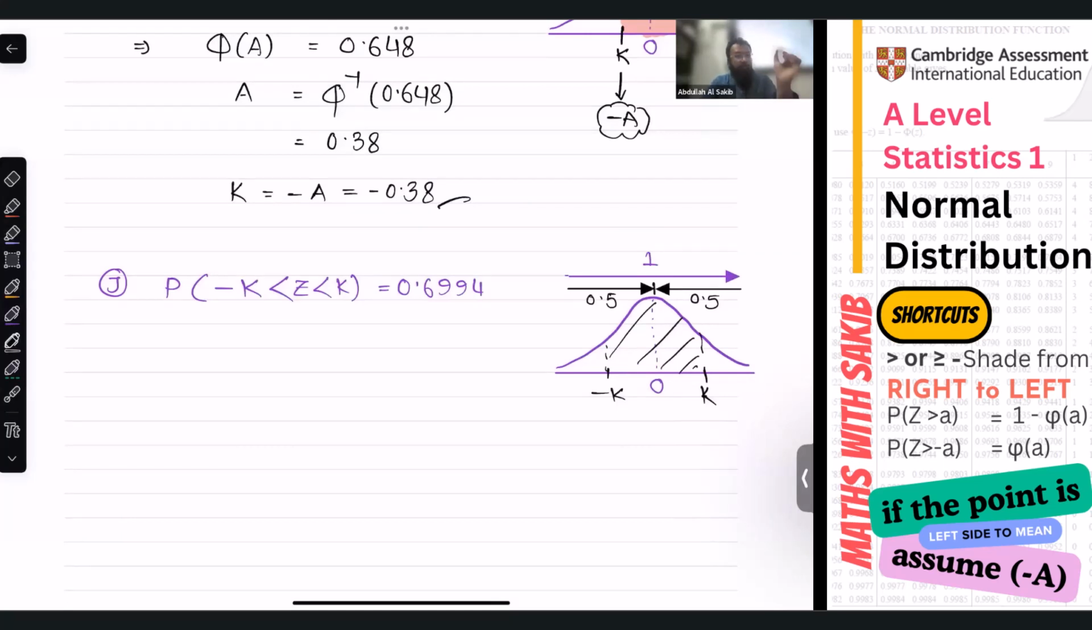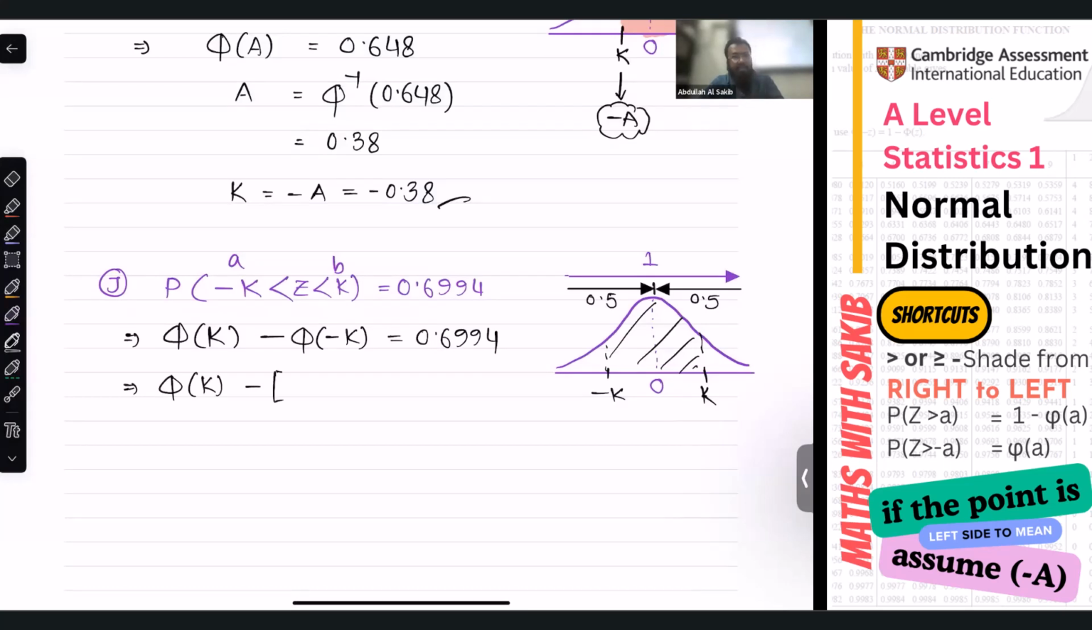So we can use our last shortcut, the fifth number shortcut. Probability from A to B. Clear? What is the shortcut? Phi B minus phi A. So we can write phi K. This part is A and this part is B. So we can write phi K minus phi A. This one, 0.6994. Clear? So we know phi of minus K.